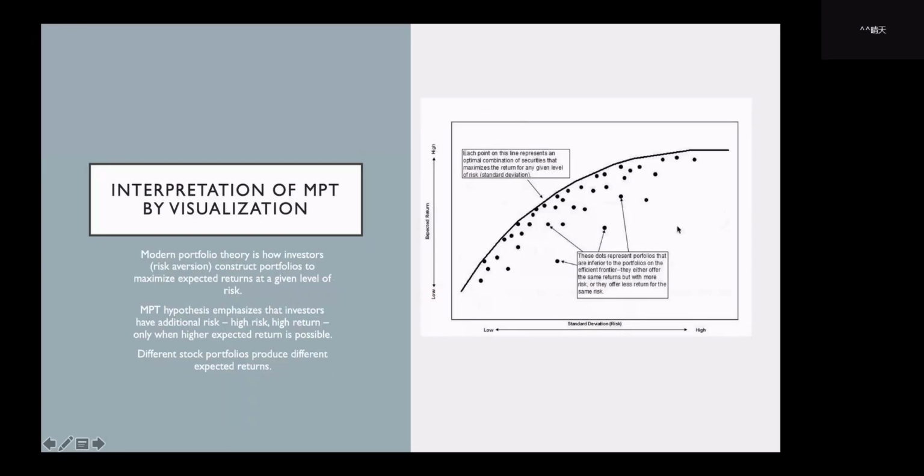So this is a graph that gives a more clear picture. Each point on this line represents an optimal combination of securities that maximizes the return for any given level of risk. This is the standard deviation, the risk, from low to high. And these dots, although they're not really important, represent the portfolios that are inferior to the portfolios on the efficient frontier. They either offer the same returns but with more risk, or they offer less return for the same risk. This is similar to the first picture we showed.